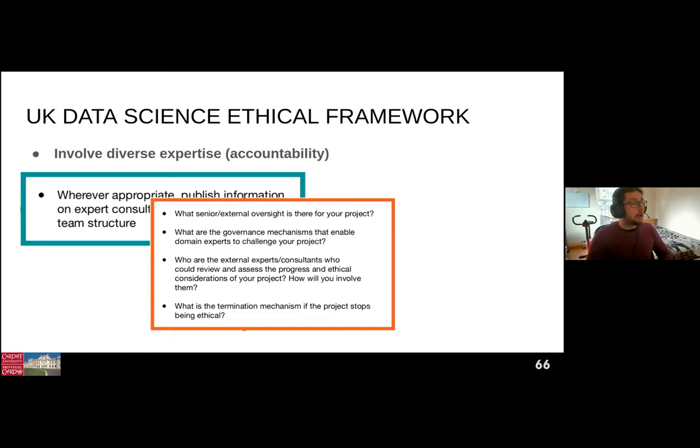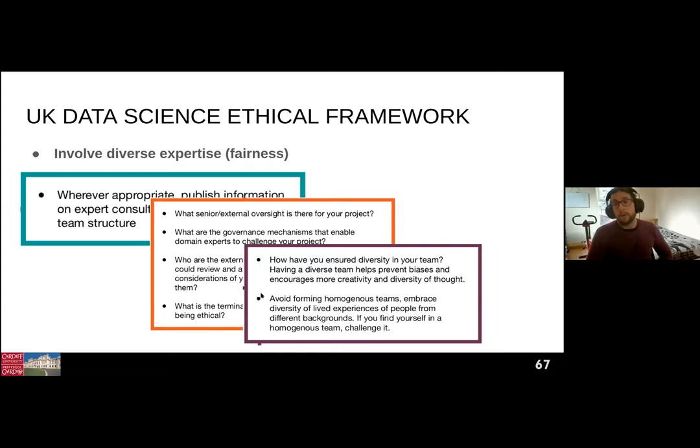Or what if the project, which starts out ethical, evolves into something that stops being ethical? Are there mechanisms in place for terminating the project? And for fairness, ensuring diversity in the team and embracing diversity of experiences within the technical teams.